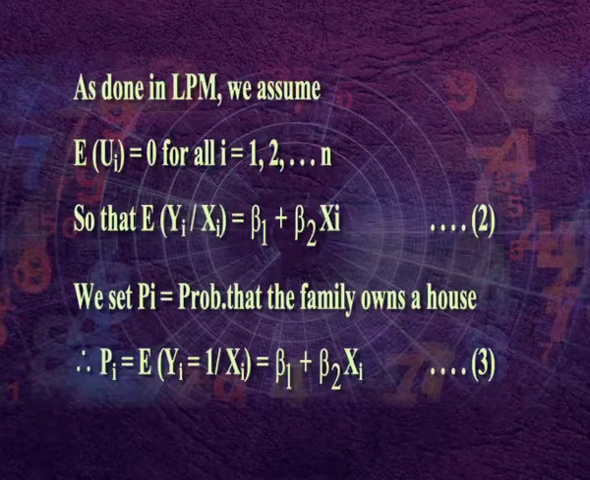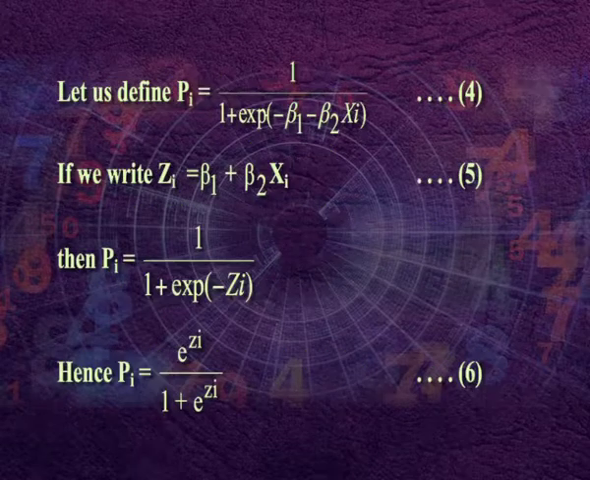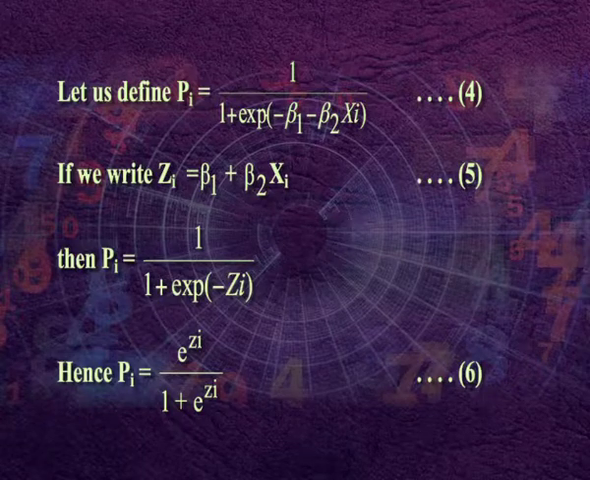As done in LPM, we assume expected ui equal to 0 for all i equal to 1 up to n, so that expected yi given xi equal to beta 1 plus beta 2 xi. We denote it as equation number 2. We set pi equal to probability that the family owns a house. Therefore, pi equal to expected yi equal to 1 given xi equal to beta 1 plus beta 2 xi. We denote it as equation number 3. Let us define pi equal to 1 upon 1 plus exponential of minus beta 1 minus beta 2 xi. We denote it as equation number 4.